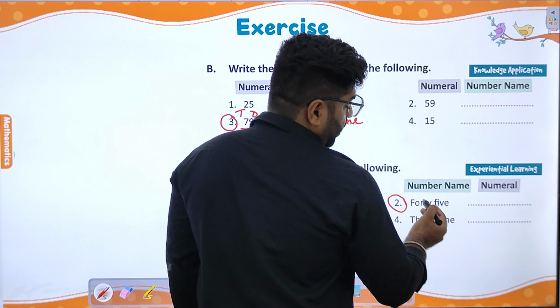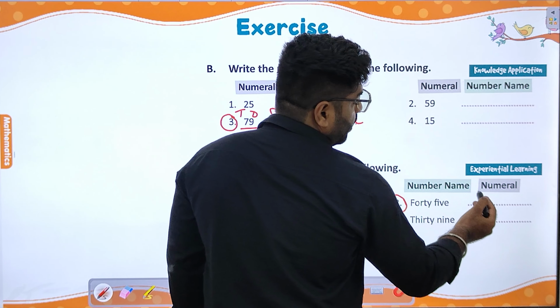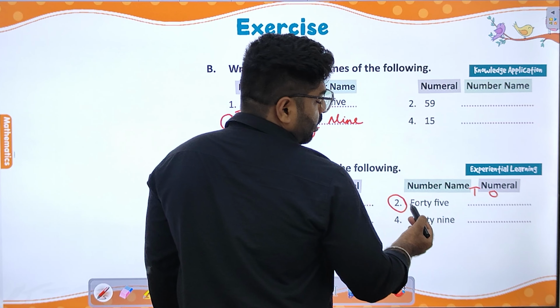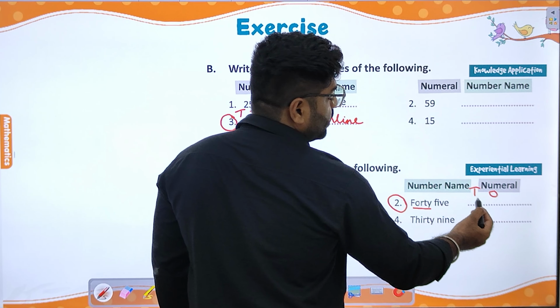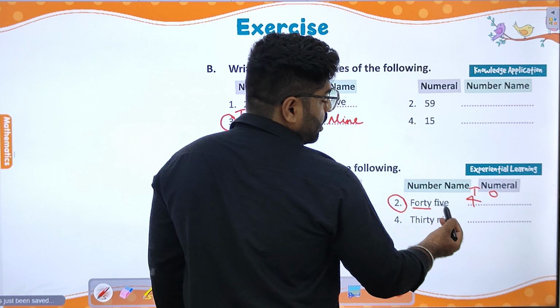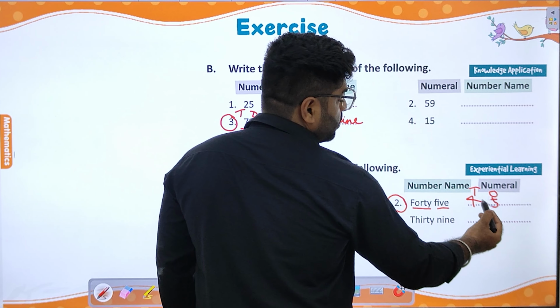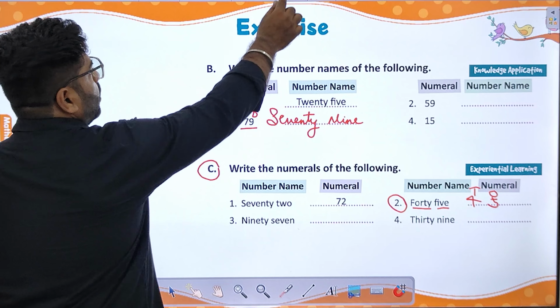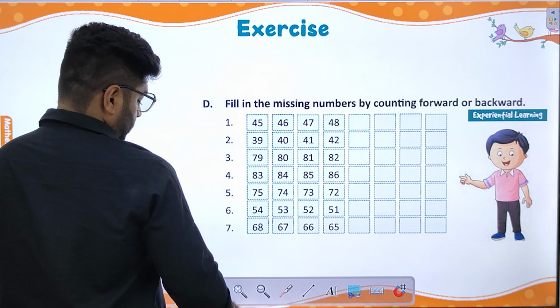This is 45. 40 means we are having two places here. This is tens place and ones place. At tens place, we are having 40. This means 4 at tens place and 5 at ones place. So this is our 45. Clear? Now move to our next part.